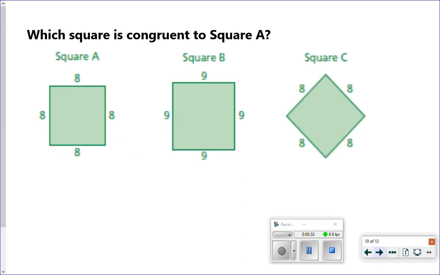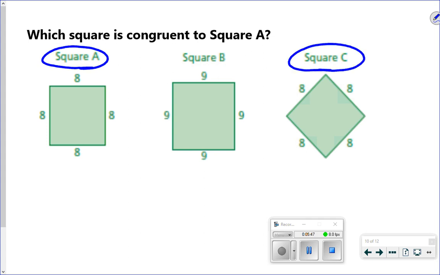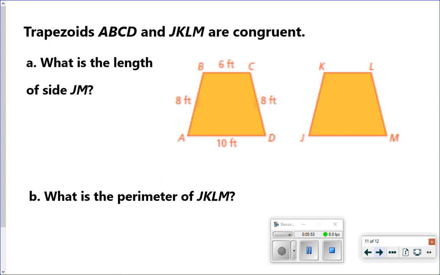So for this next one, it says which square is congruent to square A. So we have to look at the side lengths here to help us figure that out. So square A is a square and all the sides are 8, and square C is also a square. Even though it's tilted on its side, it's still a square. And all the sides have that side length of 8 units. So those two are congruent.